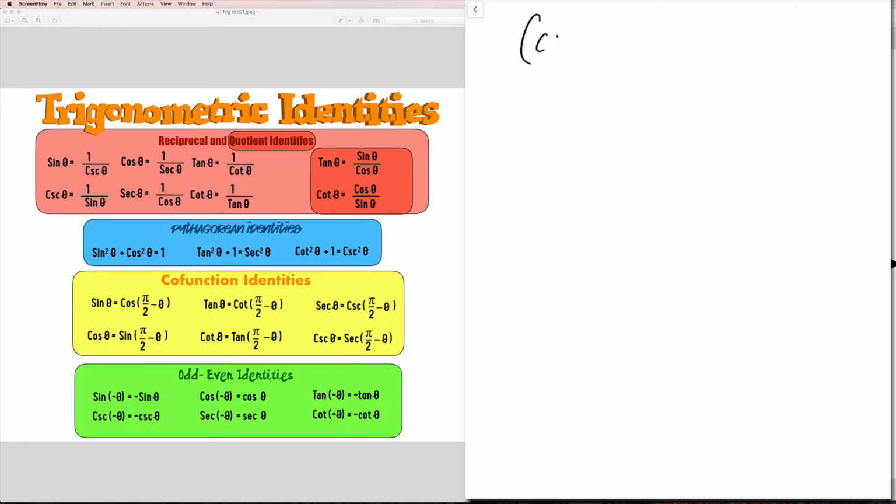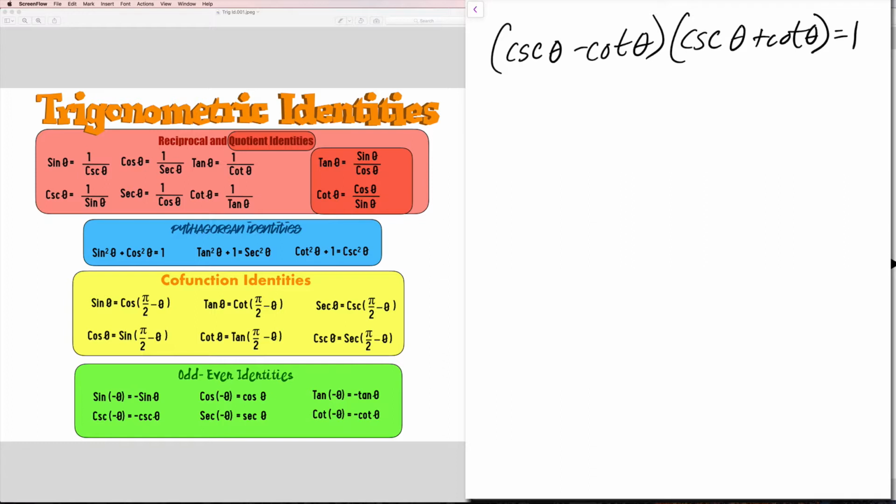Problem 13 reads cosecant theta minus cotangent theta times cosecant theta plus cotangent theta, and this all has to equal 1, so we want to verify that. Looking at the left side, these are all reciprocal properties, identities, but let's see what happens when we FOIL them. So cosecant theta will go into these two terms, giving us cosecant squared theta plus cosecant theta times cotangent theta.